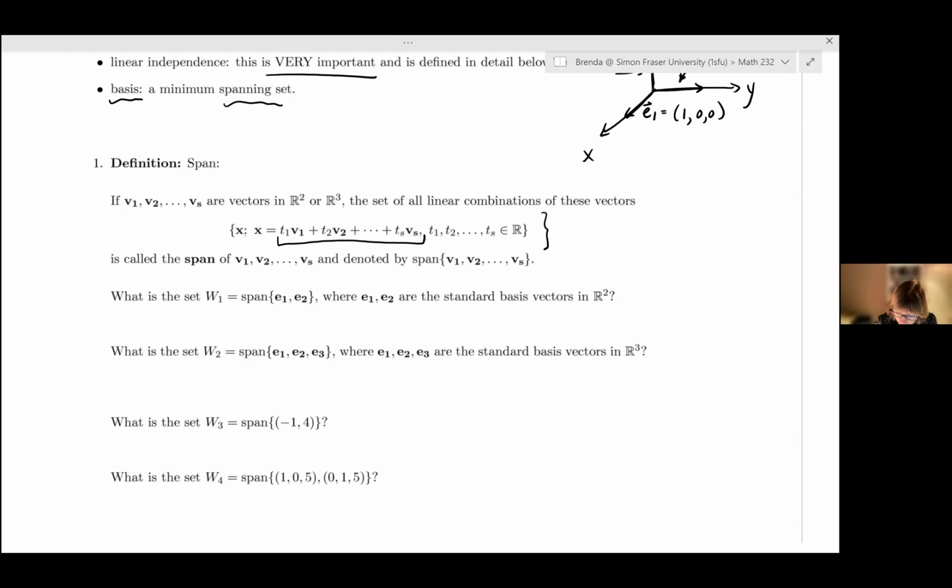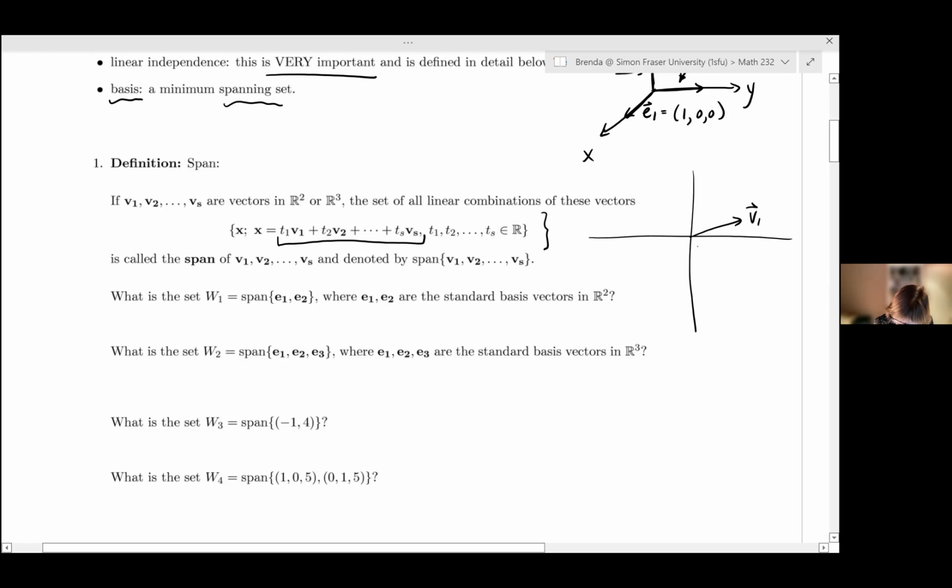But let me just give you a hand-waving geometric impression of what the span is. Let's do that in R2. Let's imagine we have two vectors in R2. Here's R2. We have a vector. Let's just do it like this.